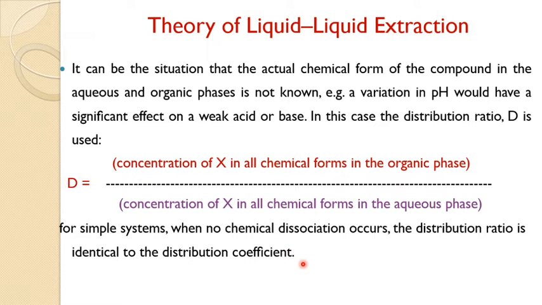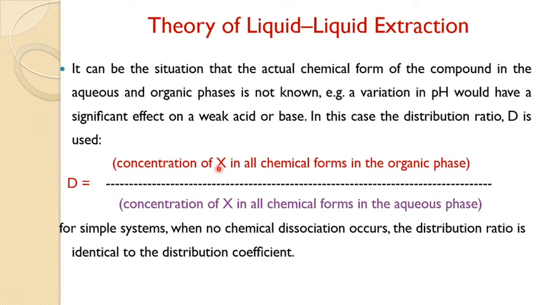Next, it can happen that the actual chemical form of the compound in the aqueous and organic phase is not known. For example, variation in pH would have a significant effect on weak acids or weak bases. In this case, the distribution ratio is used. So what is meant by the distribution ratio? The distribution ratio is the ratio of the concentration of compound in the organic phase divided by the concentration of compound in the aqueous phase. That is, D is the distribution ratio.